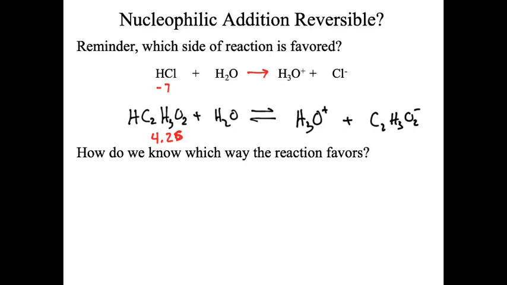Somebody got yelled at during an interview. It wasn't me and wasn't by me. I thought I was stupid. Okay. 4.26. Which one's the stronger acid? HCl. HCl, because smaller pKa.